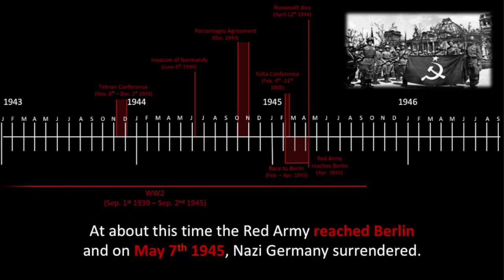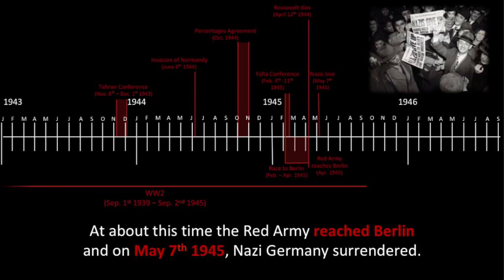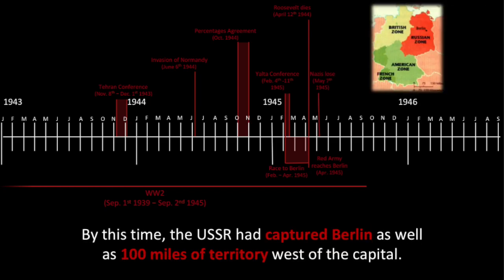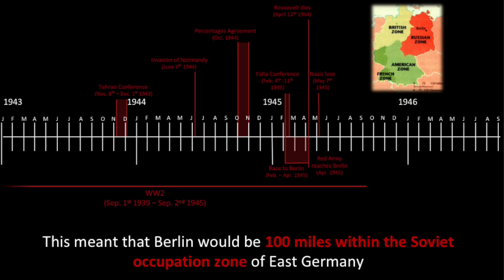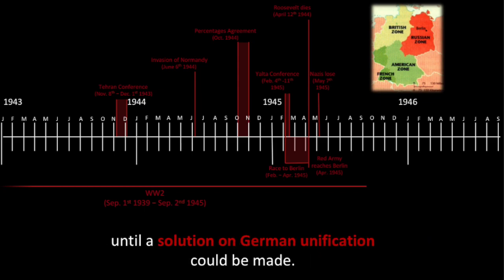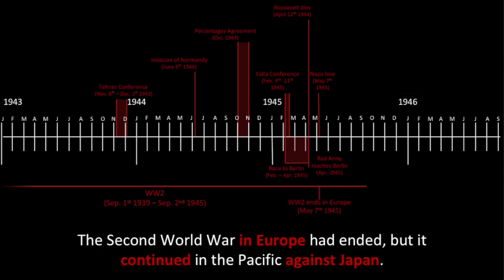At about this time in April, the Red Army reached Berlin, and on May 7, 1945, Nazi Germany surrendered. By this time, the USSR had captured Berlin as well as 100 miles of territory west of the capital. This meant that Berlin would be 100 miles within the Soviet occupation zone of East Germany, until a solution on German unification could be made. The Second World War in Europe had ended, but it continued in the Pacific against Japan.